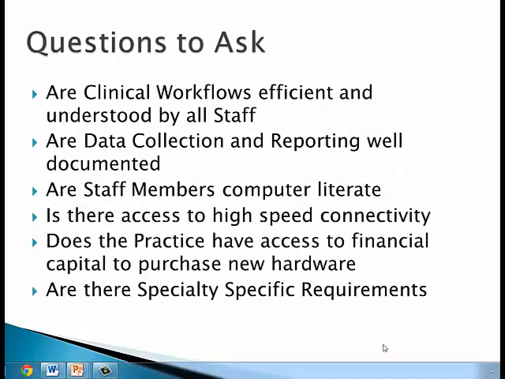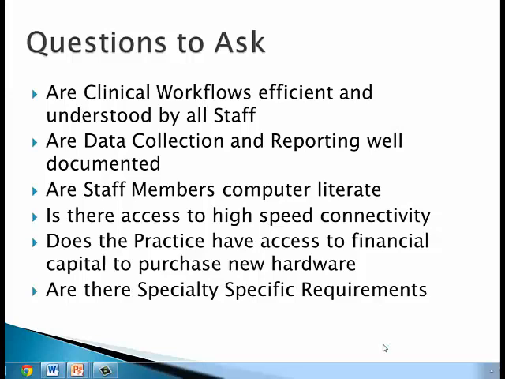While doing this assessment to see if we're ready to implement an EMR, there are questions we need to ask ourselves and our staff. For instance, are clinical workflows efficient and understood by all staff? Are administrative processes organized, efficient, and documented? Are data collection and reporting well documented? Are staff members computer literate? Maybe they need to take a computer class before we can even start this project. Is there access to high-speed connectivity? Is the network in place? Do we have all the backbone, the hardware that we need?